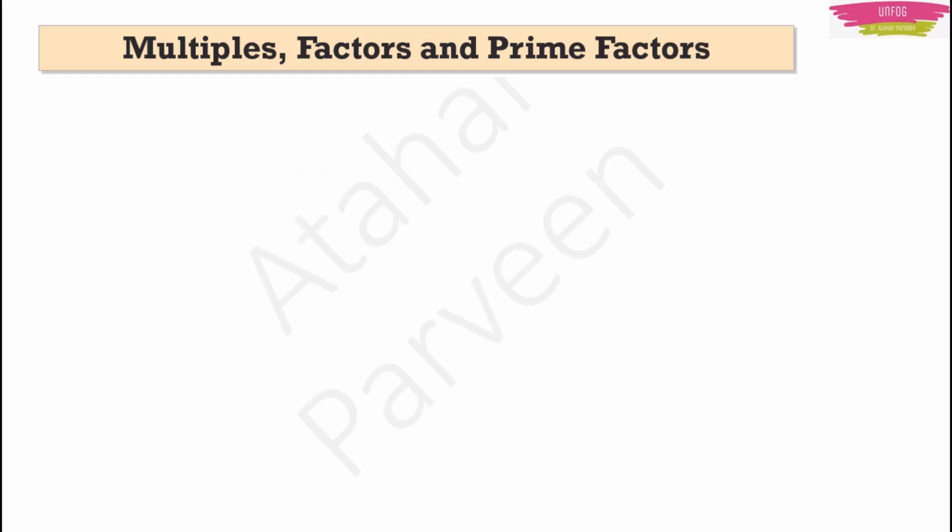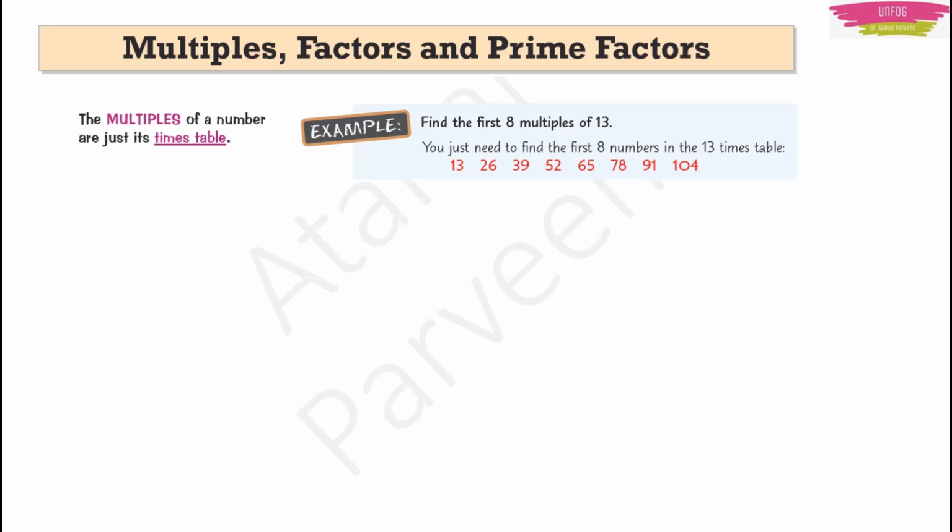Now let's see what are multiples, factors and prime factors. First, multiples. Multiples means any number, it will come in a table. That is a multiple. For example, if you are talking about the first 8 multiples of 13, you write the 13 table. 13 ones are 13, 13 twos are 26, 13 threes are 39, 13 fours are 52. You write till 8. Whatever answers you are getting in the table of 13 till 8, those numbers will be the first 8 multiples of 13.